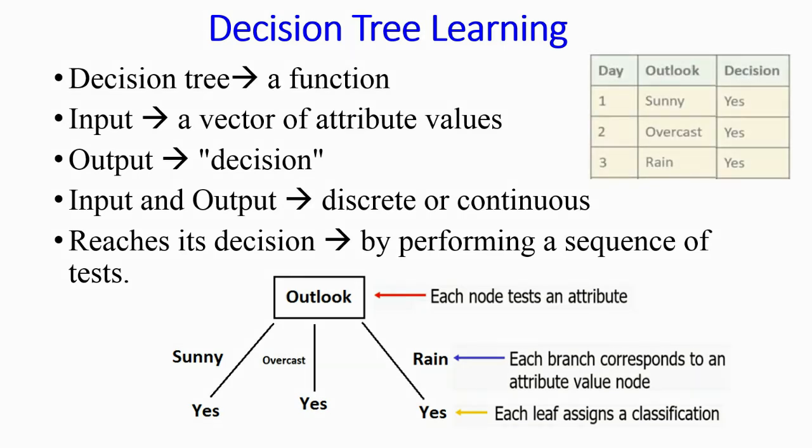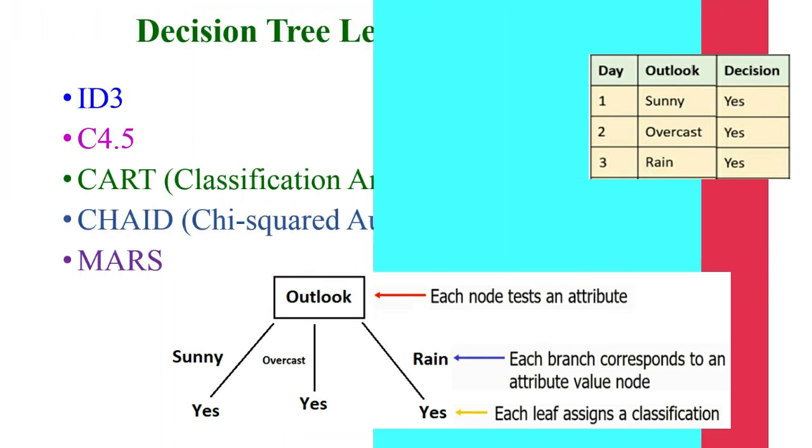Let us consider a small example with 3 days of training samples. The attribute name for this example is Outlook. The attribute values are sunny, overcast, and rain. The decision for all these attribute values is yes. If we plot the decision tree for this table, then Outlook becomes the node, sunny, overcast, and rain become the branches, and yes in all the 3 cases becomes the classification.